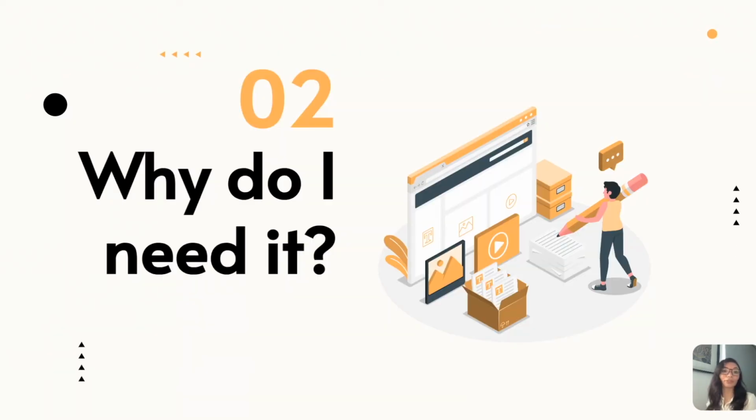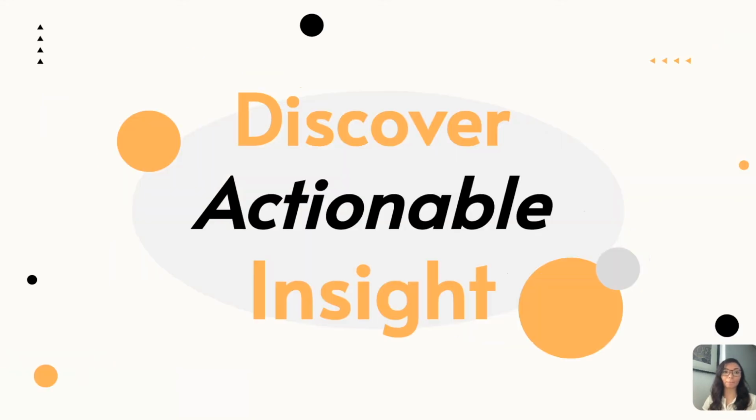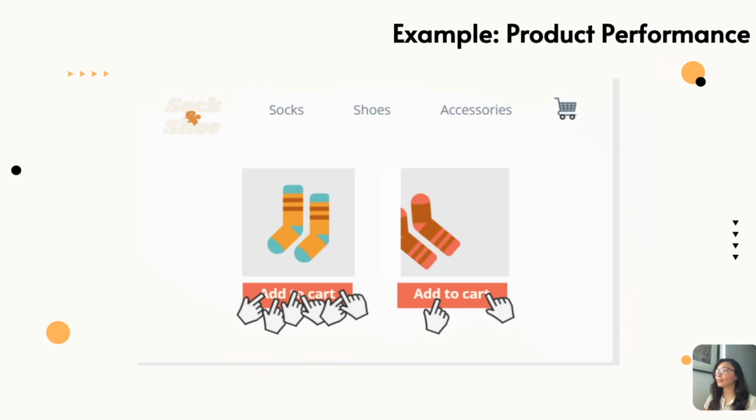So now that you know what Google Analytics does, why would this be useful to a business? To discover actionable insight, and this is one of the main roles of a product analyst. Let's go through a couple of examples. So let's say that you are the product analyst at Sock and Shoe, and you have a stakeholder that looks after all the sock products, and they want to know what's the hot seller and which products might be caught in an inventory issue. So in comes Google Analytics.